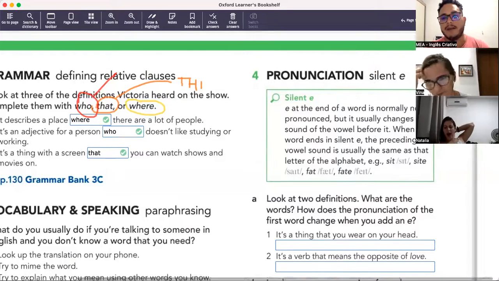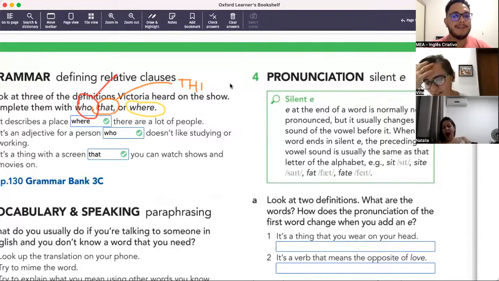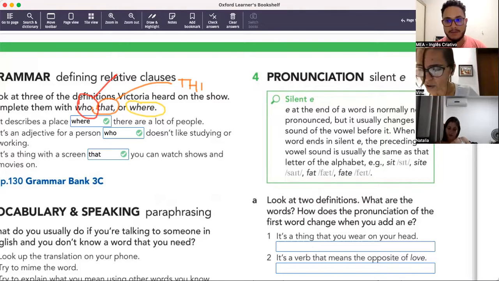Okay? Perfect. Silent E. Read for me. Silent E. E at the end of a word is normally not pronounced, but it usually changes the sound of the vowel before it.